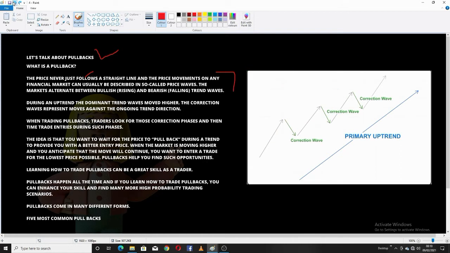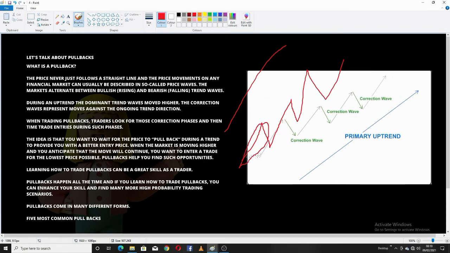So if we have an uptrend, we'll have impulse, corrective, impulse, corrective, impulse, corrective, impulse, corrective. The dominating one is the one that is bigger. We don't care about this one. This is where we look for entries, but the main trend is the bigger moves.